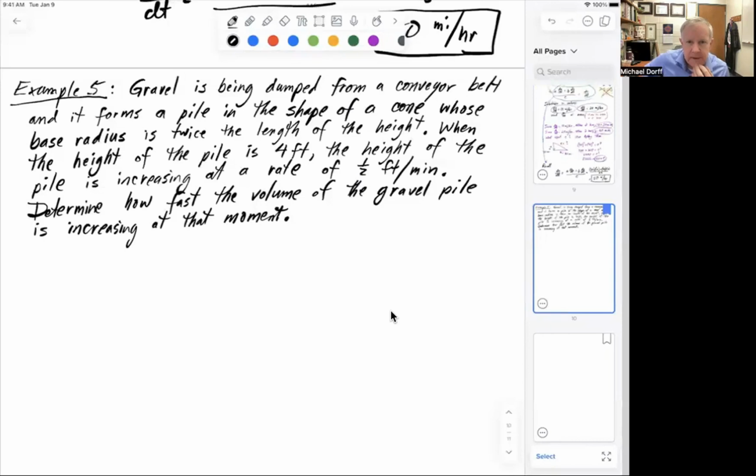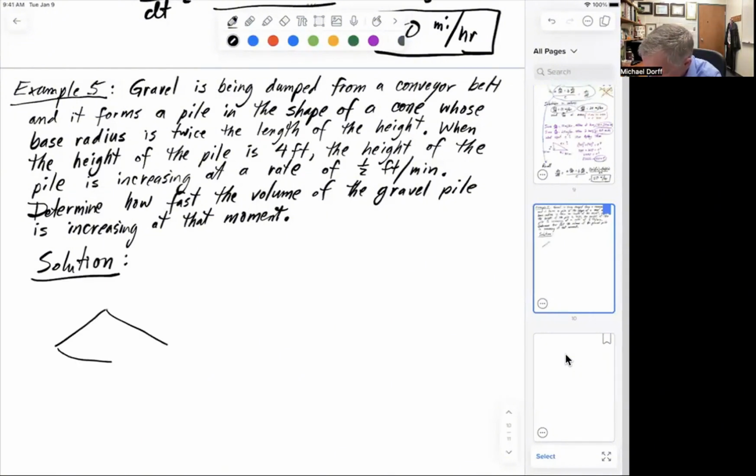The height of the pile is increasing at a rate of 0.5 feet per minute. And then you're supposed to determine how fast the volume of the gravel pile is increasing at that moment. Okay, like in the other problems, what do we do first? We draw a diagram. So here's my cone, here's my base radius, and here's my height there. All right. And it says the base radius is twice the length of the height.